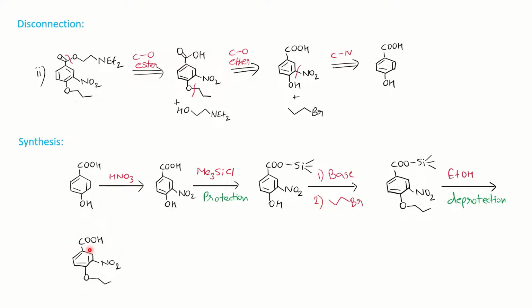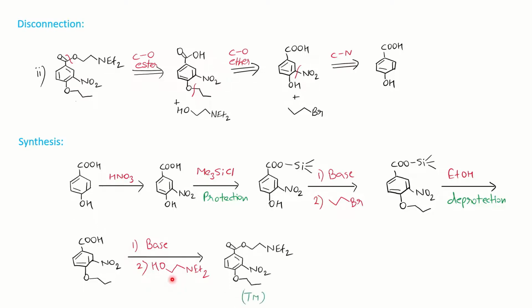Once it is released, you can treat it in the presence of base with the other alkylating agent, and you can get your target molecule. And this is how you can design your target molecule with the help of protection and deprotection in the presence of more than one functional group.